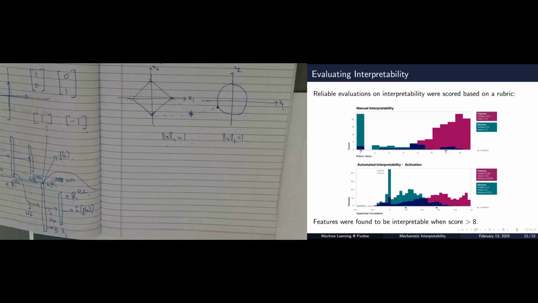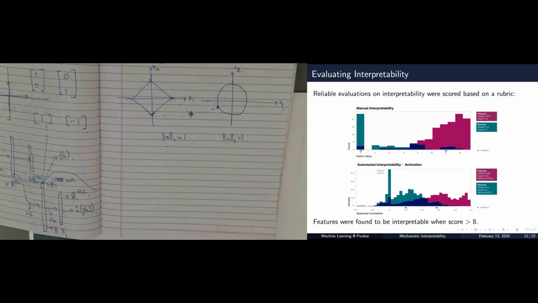They made their own rubric, and they had one of the authors of the paper use this rubric to compute an interpretability score for a pair of features and a pair of neurons, and then they found that without a shadow of a doubt, their process works really well.